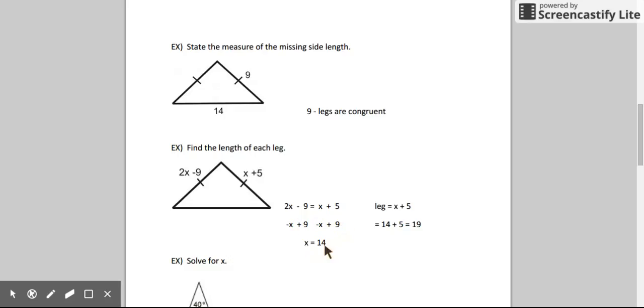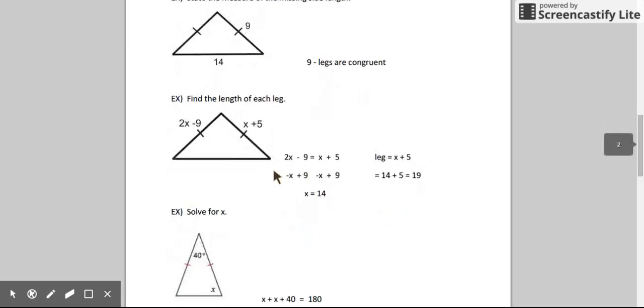So now that I know what x is, I can plug it back into either expression because they're equal, and we could also check our work that way. I'm going to plug it into the right one because that seems a little bit easier. x plus 5 turns into 14 plus 5, which is 19. I can check my work over here. If I plug in 14 over here, 2 times 14 is 28, and 28 minus 9 is also 19. So we correctly solved for x there.